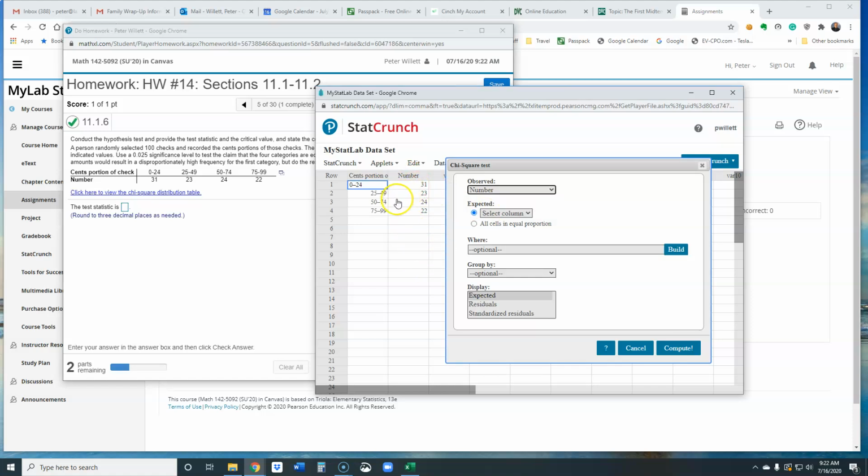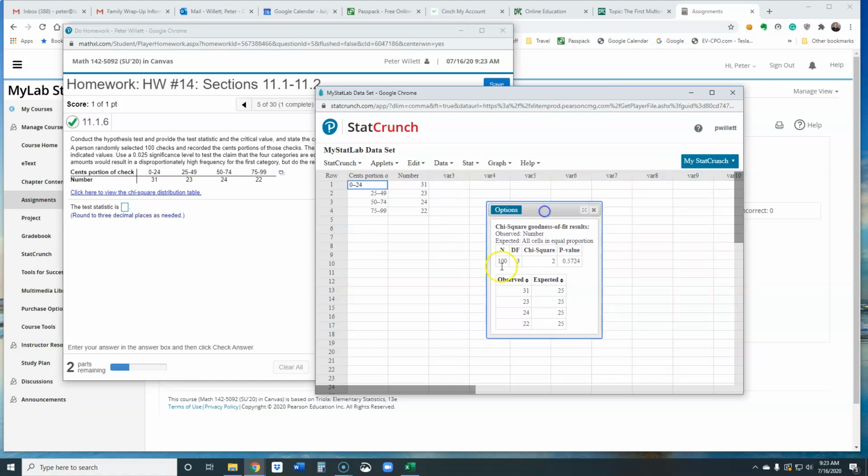And then if you were not doing an equally distributed distribution, then you would have to have expected observations for what you thought the distribution would be. But if it's equally distributed, you can just put here all cells in equal proportion. Then you don't have to fill in what the different possibilities would be here. And that's it. So we tell it the observations we saw were in the number column, and we're testing this to see if this is a good fit with all cells being in equal proportion. And I compute.